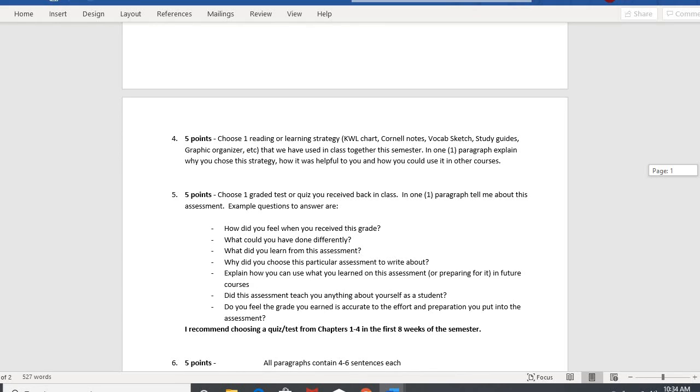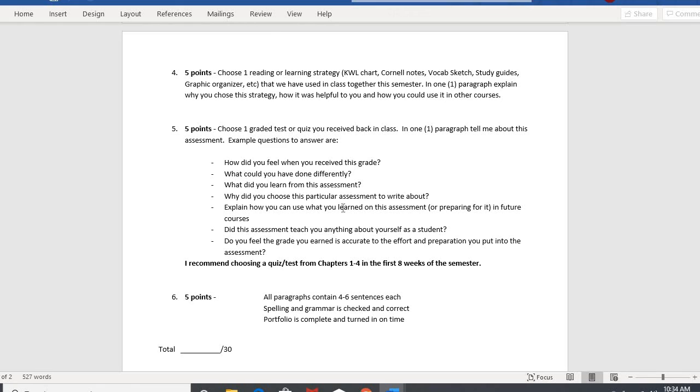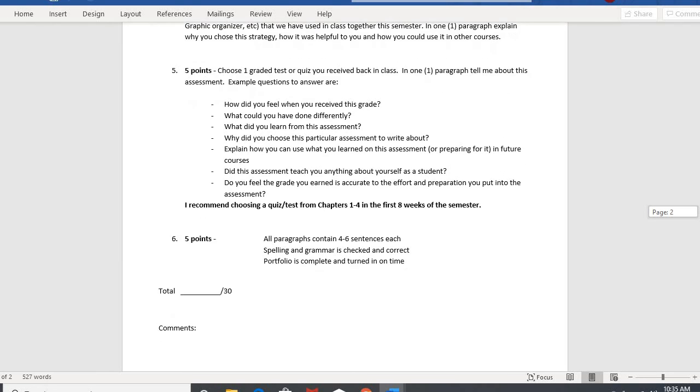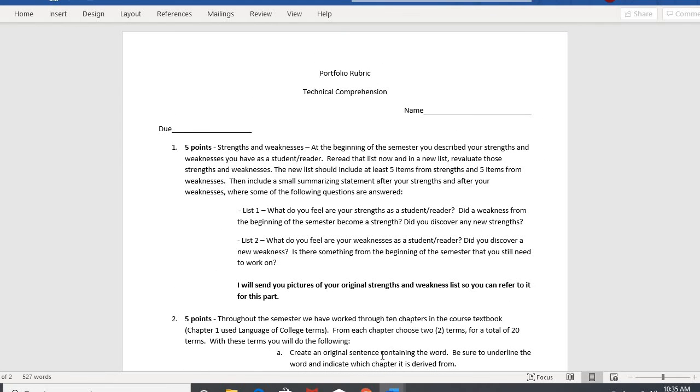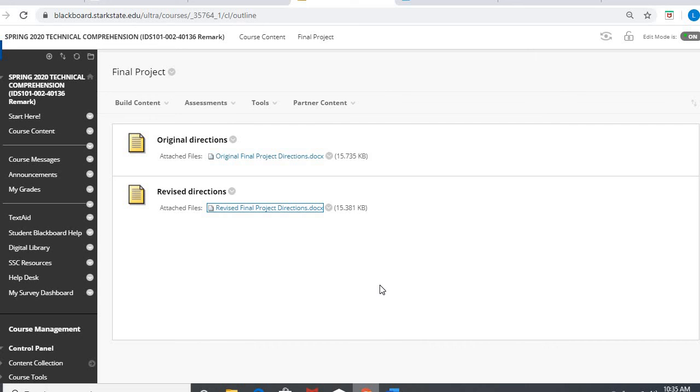Part 4 is your learning strategy you've used, a paragraph telling me about what you've used throughout the semester to help you be a better reader, better test taker, better vocabulary, whatever. Part 5 is your graded test or quiz in 1 paragraph. Kind of look at these questions to help you. You don't have to answer every single question. And then part 6 is just, is it all done? So that is due, and it's probably just going to be in 1 Word document, 1 running Word document. You'll be able to submit it right in here. I will have a Dropbox for your final project open soon, due April 29th. So again, that is coming up very soon.